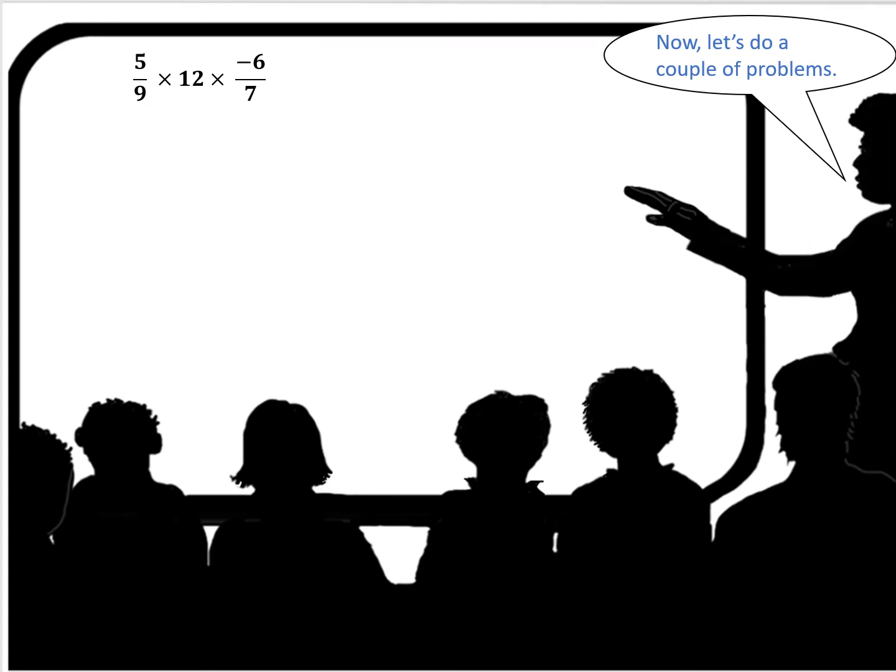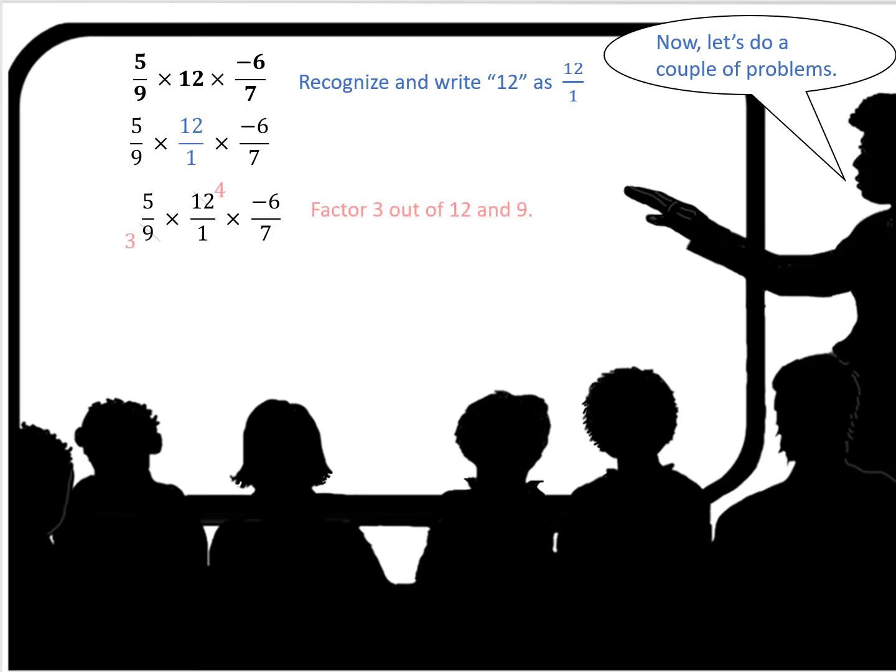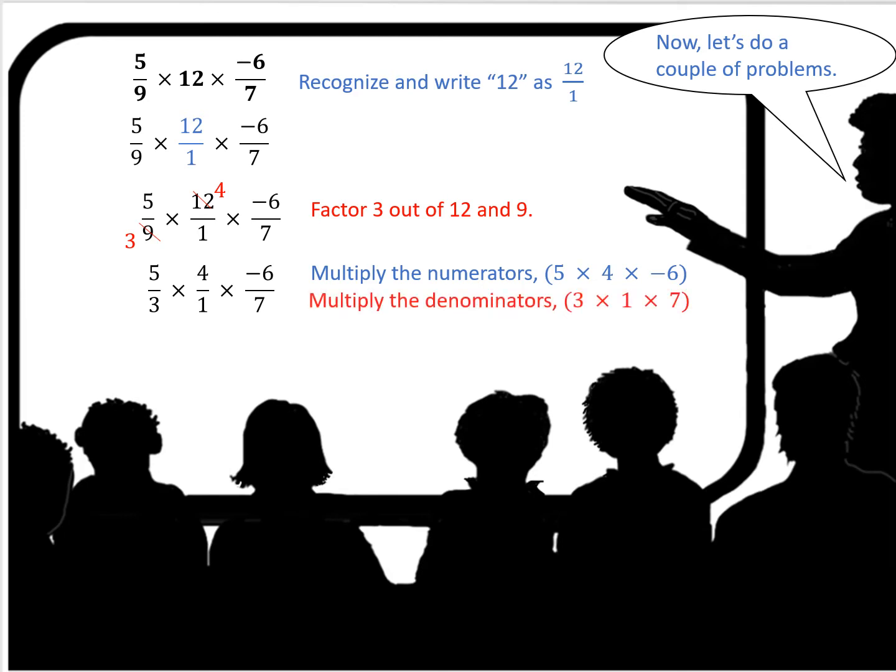Now let's do a couple of problems. Here you see 5/9 times 12 times negative 6 over 7. You recognize and write 12 as 12 over 1 since you have all fractions, and you can see that 9 and 12 have a common factor. So you'll factor 3 out of 12 and 9. You'll rewrite the problem. Then you'll multiply the numerators, 5 times 4 times negative 6. You'll multiply the denominators, 3 times 1 times 7.